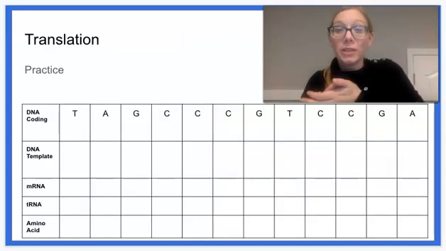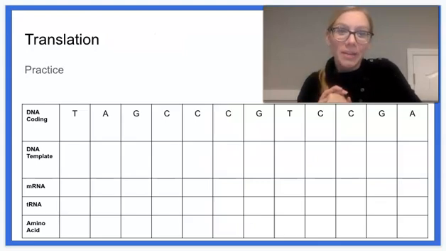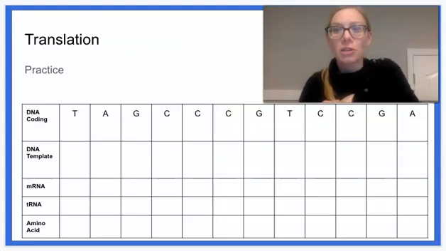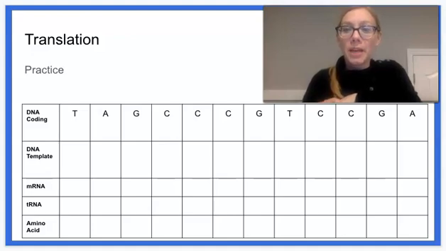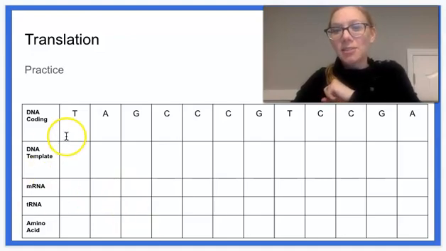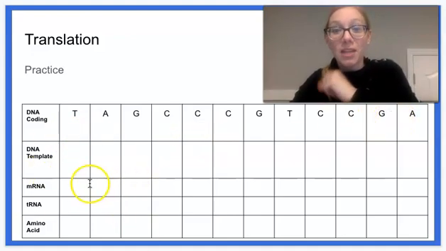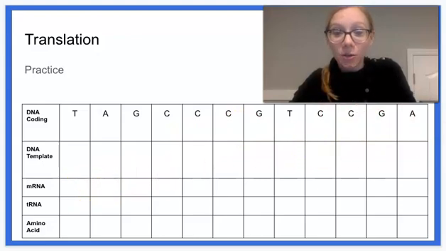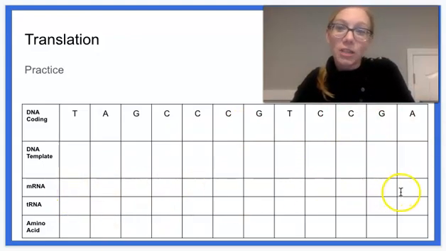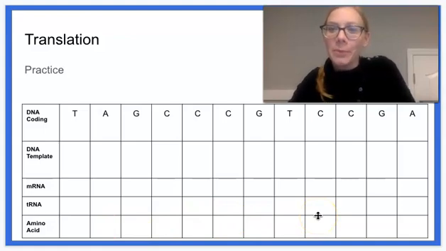You should also be really good at transcribing and translating, or changing your code from one form to another. So I want to give you a second. Let's say this is your coding DNA strand. Can you figure out what your template strand's code would be? And can you figure out what your mRNA code would be? We'll do tRNA and amino acid sequence later on. Take a moment, pause, and then I'll show you the answer.